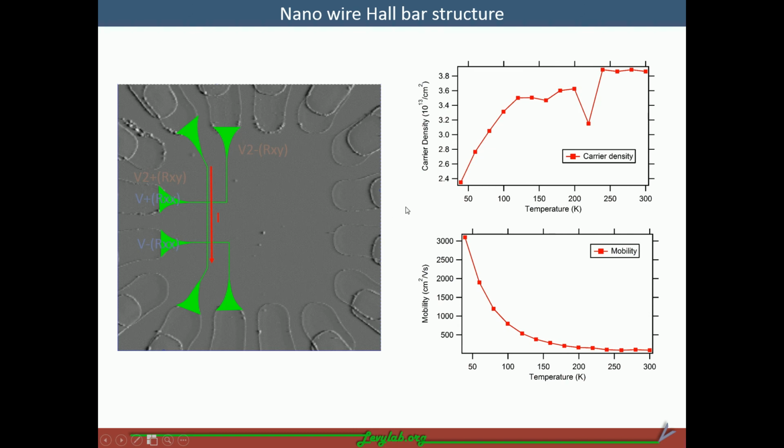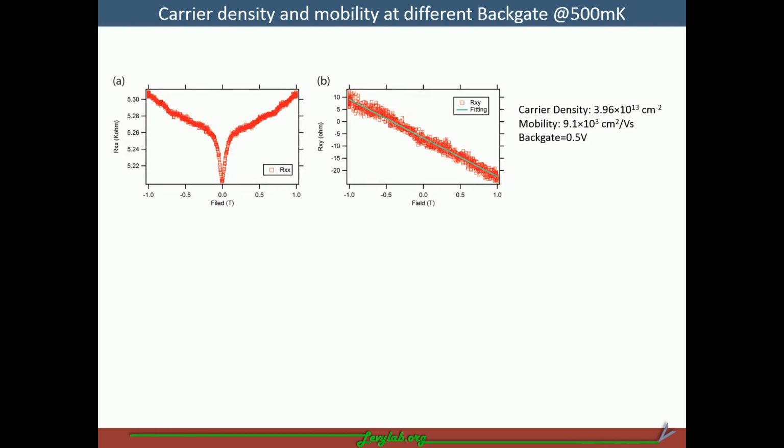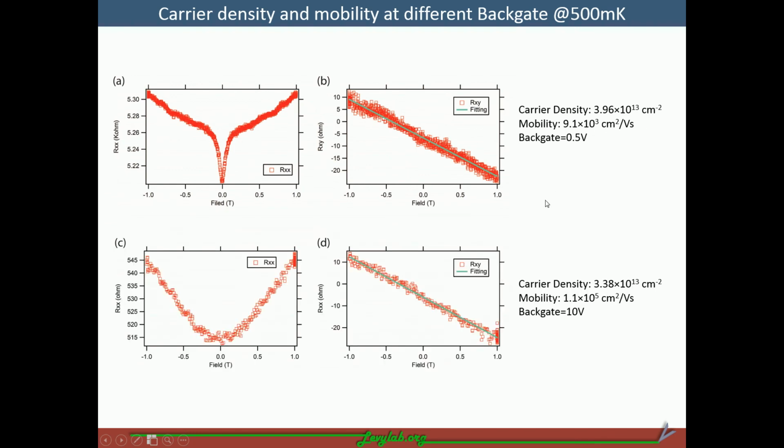So we write another structure. Basically, we erase the whole structure and write again. Then we cool down the structure directly to 500 millikelvin. This time we can reach a mobility around 9,000. And we can still improve this by applying a positive back gate.